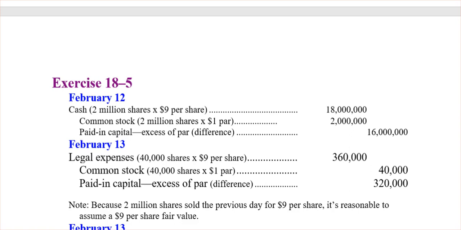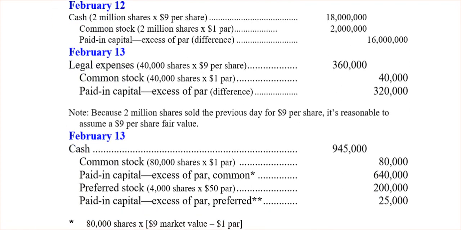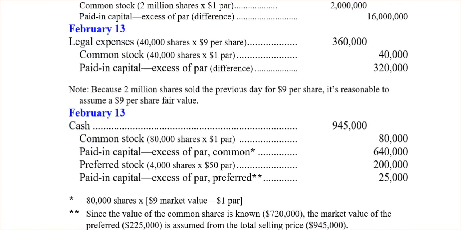So 40,000 times 9, I think we discussed, was 360,000. You're always going to have market minus par times the number of shares in your paid-in capital in these transactions. Now this second one on the 13th does cause us some pause in explaining how we come about with these numbers. Cash is the best evidence.